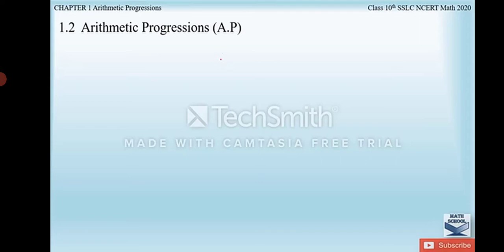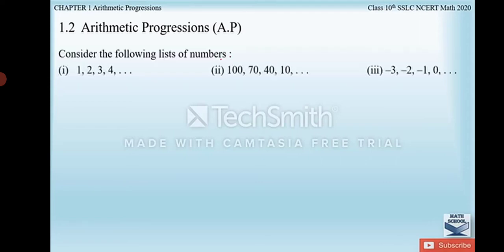Consider the list of numbers given. Here the number after is called the succeeding term and the number before is called the preceding term. Similarly here, any number after is considered the succeeding term and any number before is considered the preceding term. By adding a fixed number to the preceding term, you obtain the succeeding term.